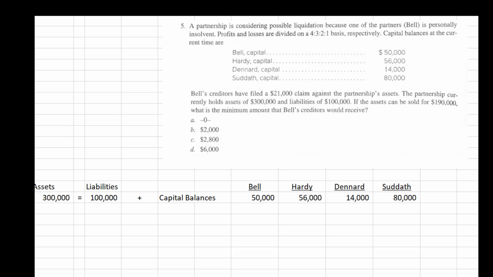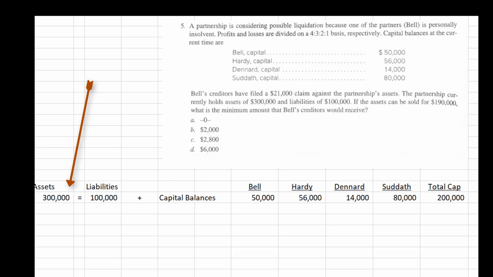But let's add a total column and check. Excel makes it easy for me to add up those four numbers. And thankfully it is $200,000. So the balance sheet is in balance. Finally, we get to the question. If the assets, which are on the books at $300,000, can be sold for $190,000, what is the minimum amount that Bell's creditors would receive?